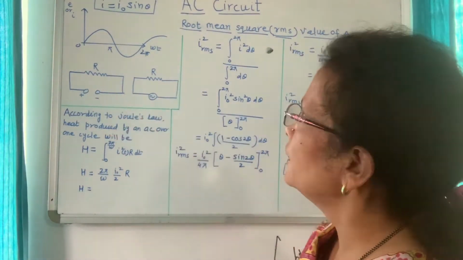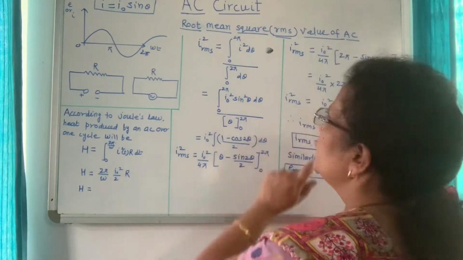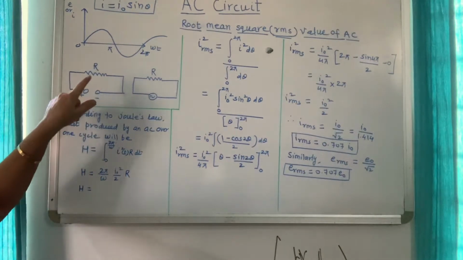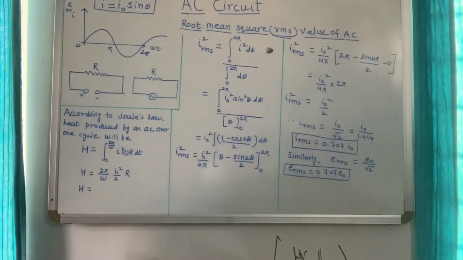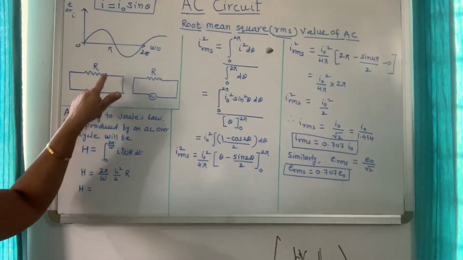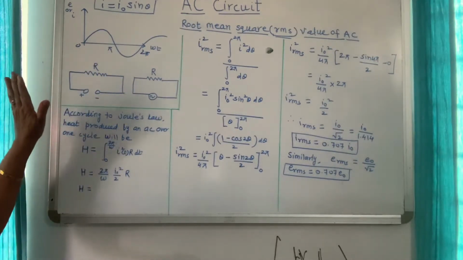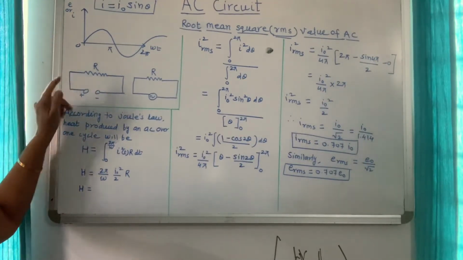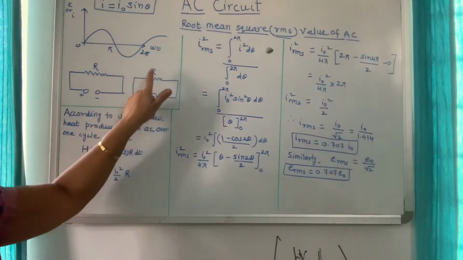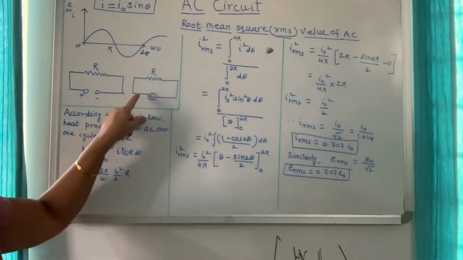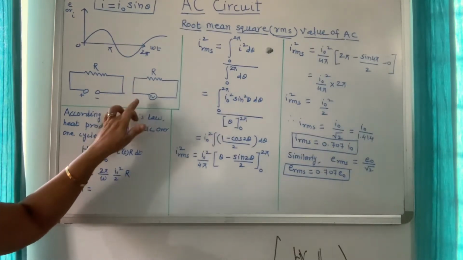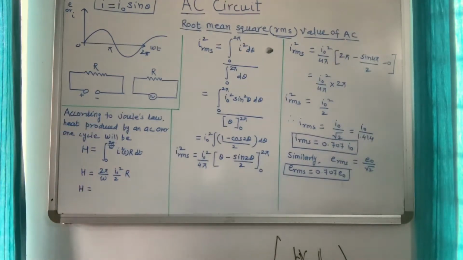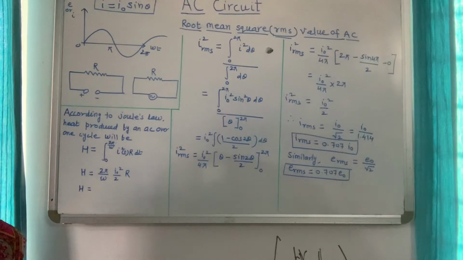So the RMS value of alternating current is defined as the value of direct steady current which, when passed through a resistor of resistance R in a given time, produces the same amount of heat as the alternating current develops in the same resistor in the same time. That is the definition of root mean square or RMS value of alternating current.